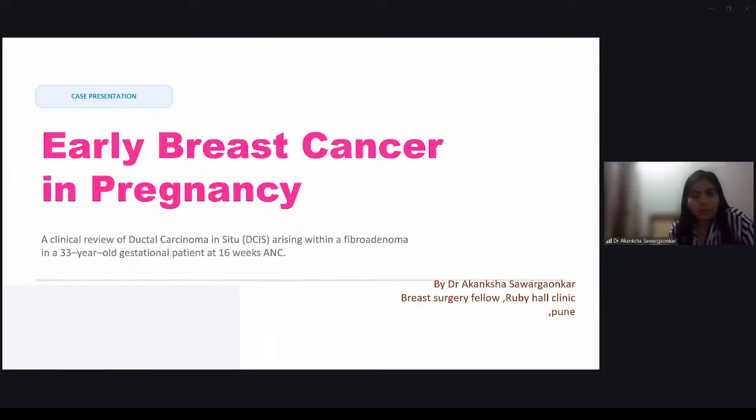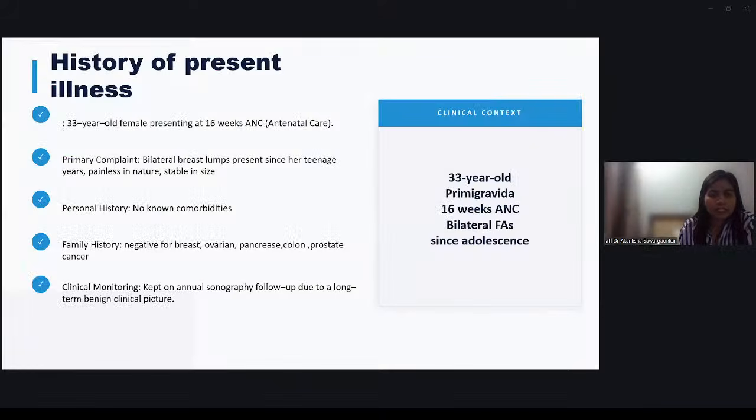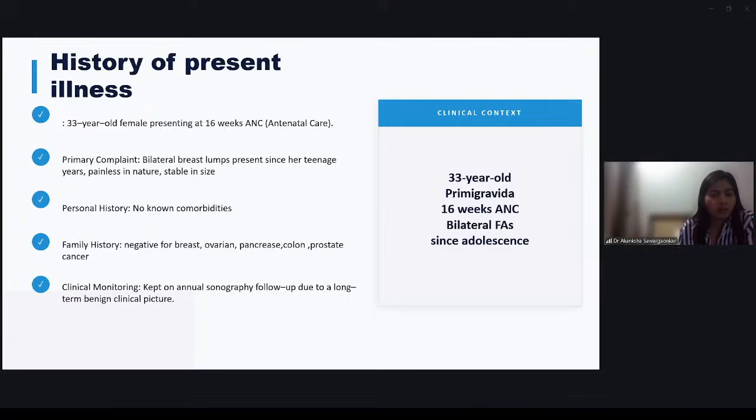The first case is early breast cancer in pregnancy, a clinical review of ductal carcinoma in situ arising within a fibroadenoma in a 33-year-old gravid patient at 16 weeks of ANC. History of present illness: a 33-year-old female presented at 16 weeks of ANC at our OPD with primary complaints of bilateral breast lumps, present since her teenage years. They were painless and stable in size. She did not have any comorbidities. Family history was negative for breast, ovarian, pancreas, colon, and prostate cancer. She was on annual mammography for a long duration, as the clinical presentation was benign.